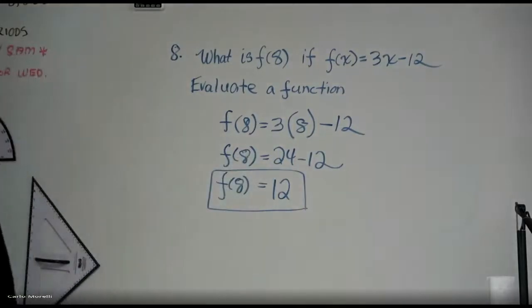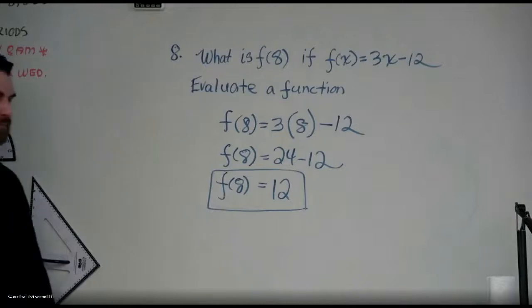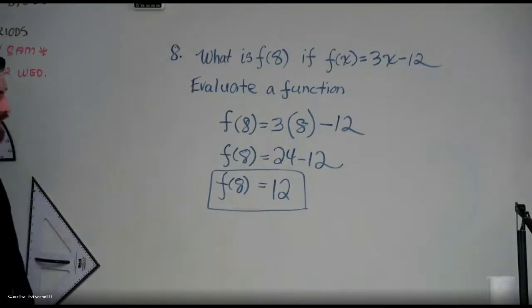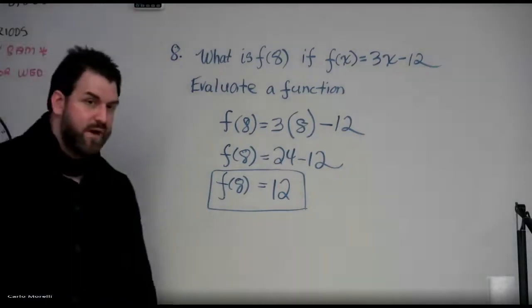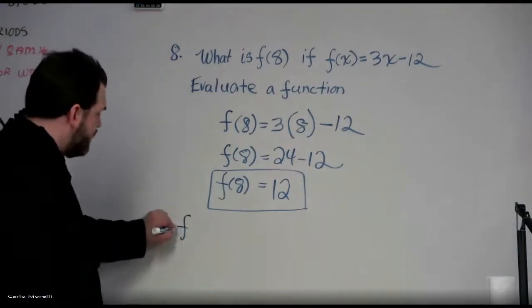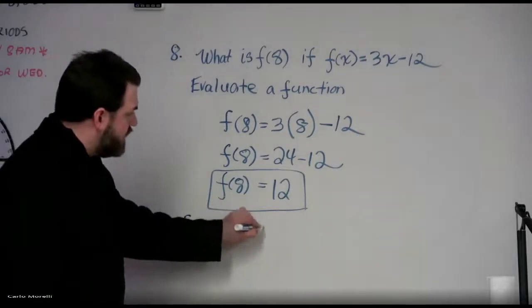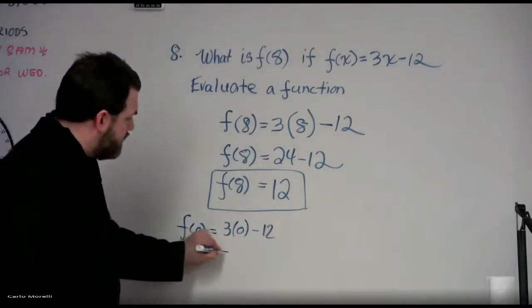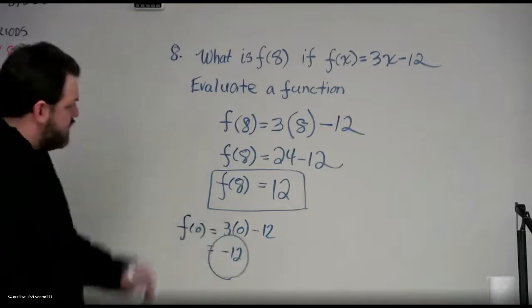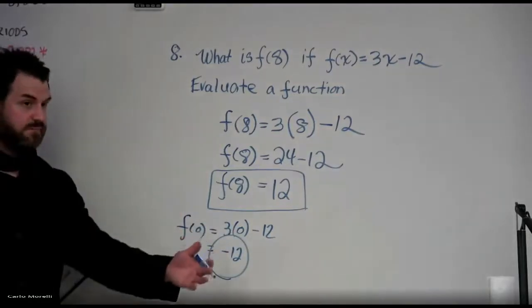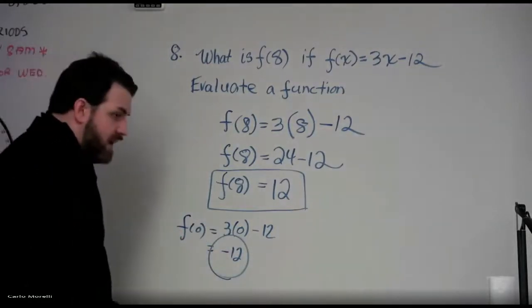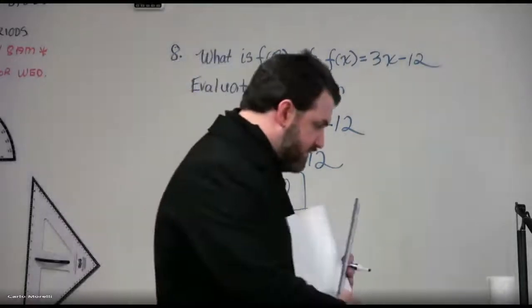Evaluating functions. Incidentally, anytime you evaluate a function at 0, you'll find its y-intercept. So like, look, f of 0, this is real easy. 3 times 0 minus 12 equals minus 12. So now you know the y-intercept. Pretty cool, huh? All right, that concludes the test review.